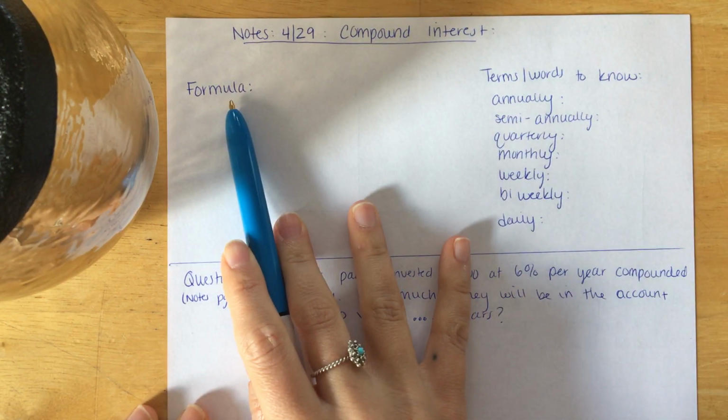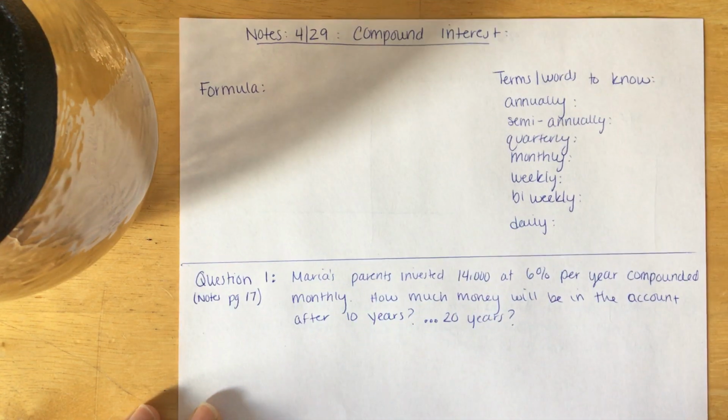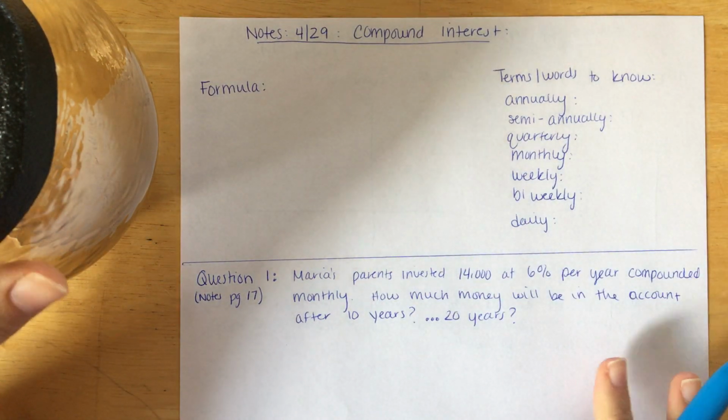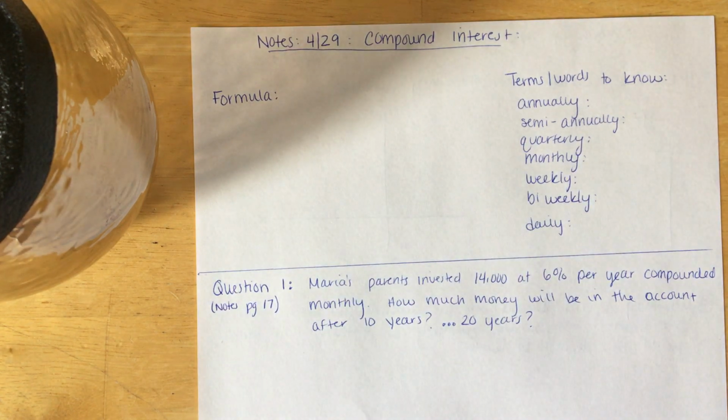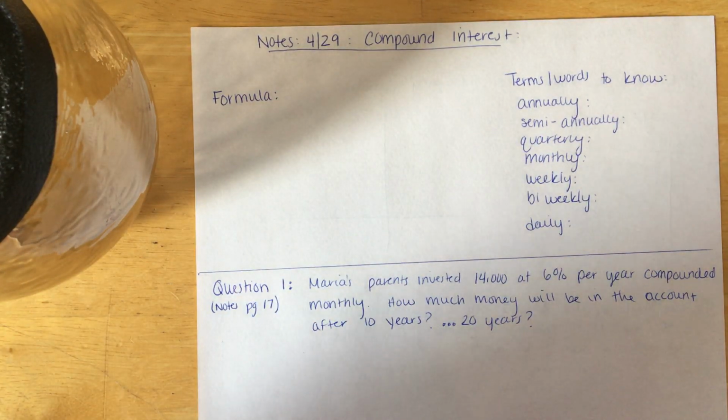The first thing we're going to talk about is the formula. It looks very similar to yesterday's or Monday's formula, but with one little difference. And if you are looking at your actual notes that we gave you for Unit 9, this is page 17, day 5, compounded interest.